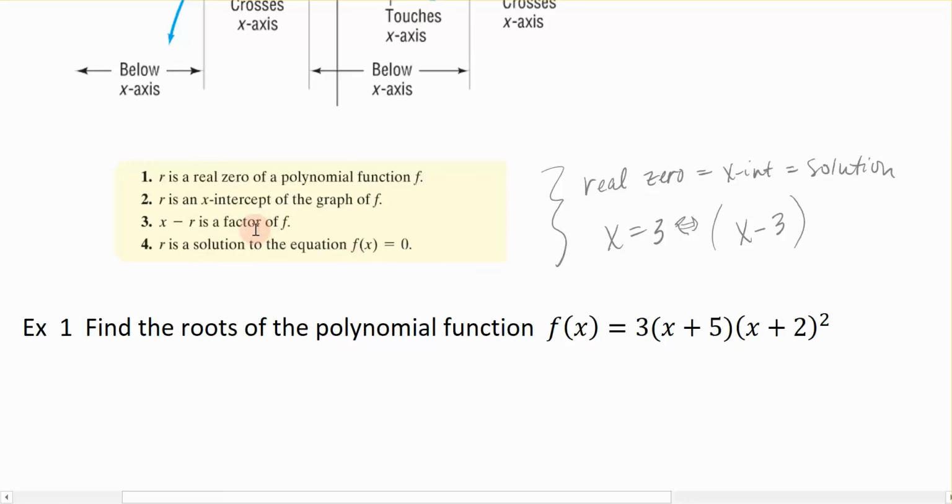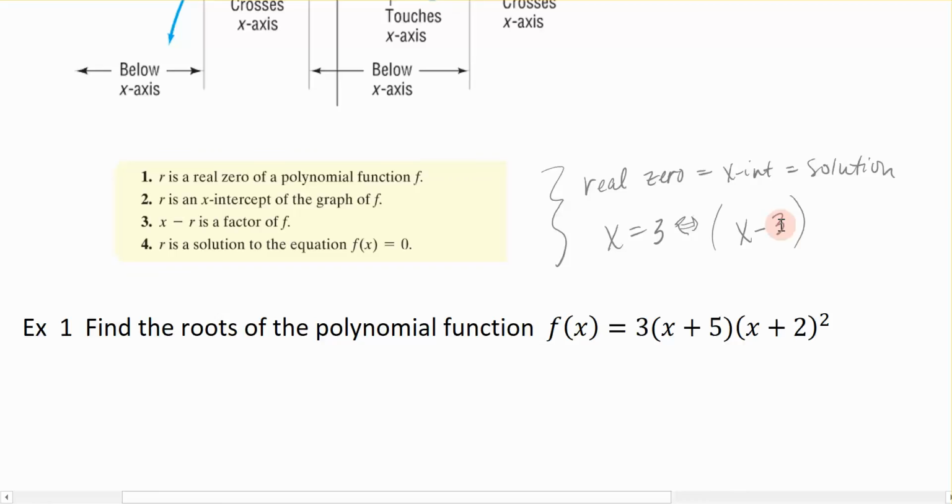So what that really means to you, when I say the words real zero, x-intercept, and solution to a function, all of that is talking about the exact same thing. So you want to make sure that you're understanding the right vocabulary. Also, if I find out that the x-intercept is at x equals 3, then in its factored form, that looks like x minus 3. Okay, so let's use that information and work this example here.